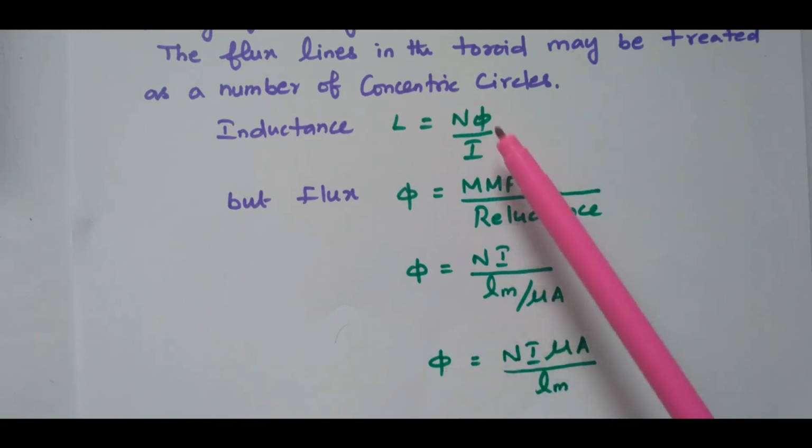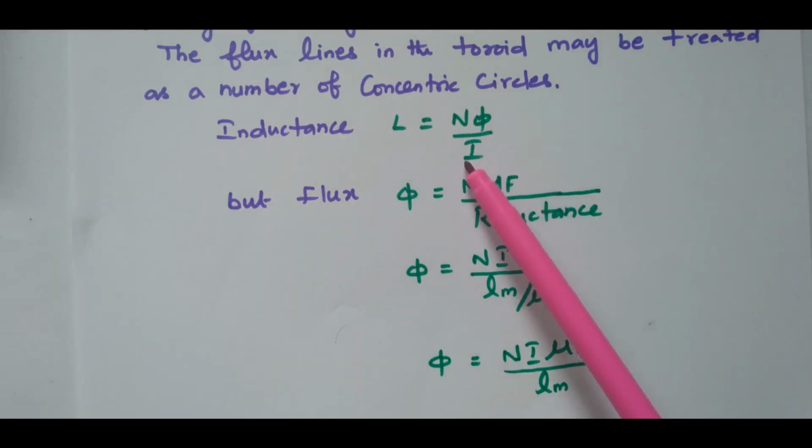Now we can substitute the flux in this inductance, N by I into phi. This phi can be replaced by this N I mu A divided by Lm.